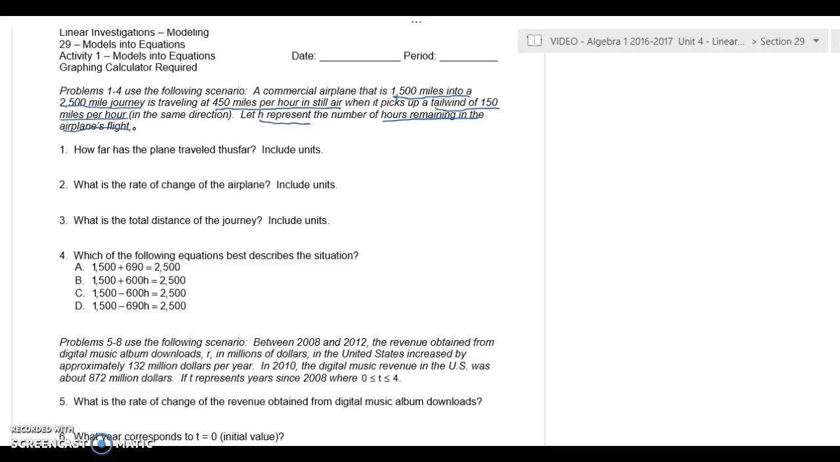So in question 1, we're asked, how far has the plane traveled thus far? So we want to know how far into the journey is it already? Well, based on what we've underlined and what we've read in the prompt, it looks like the plane is 1,500 miles into the journey already.